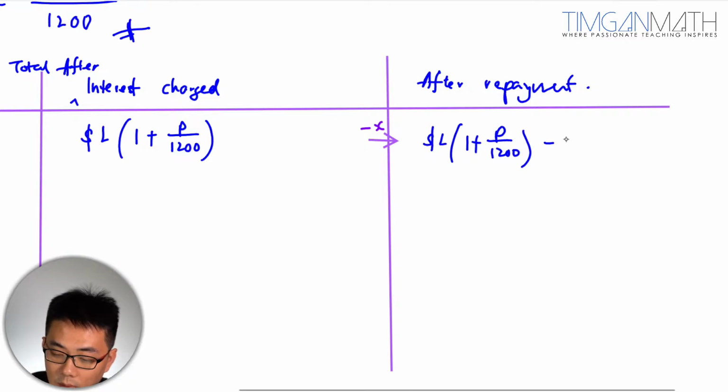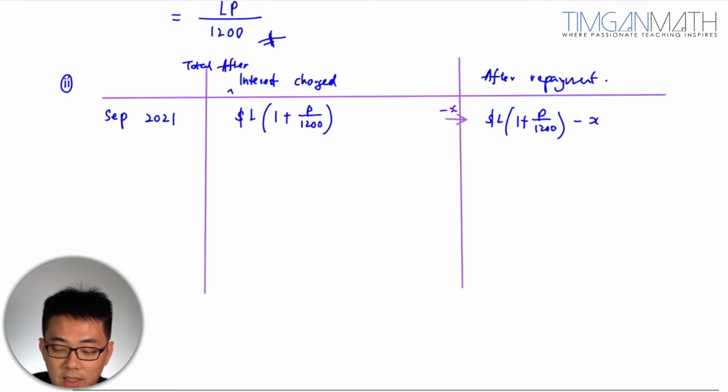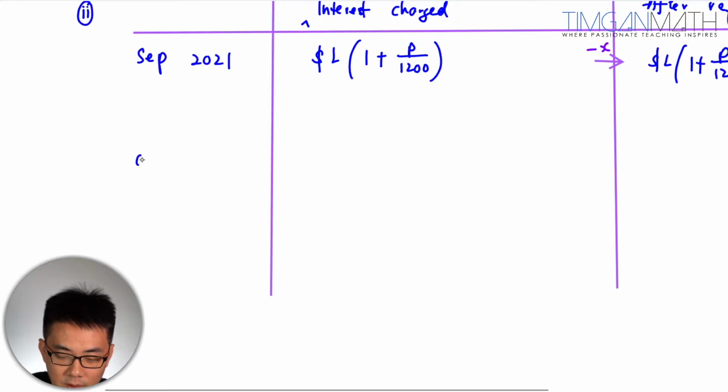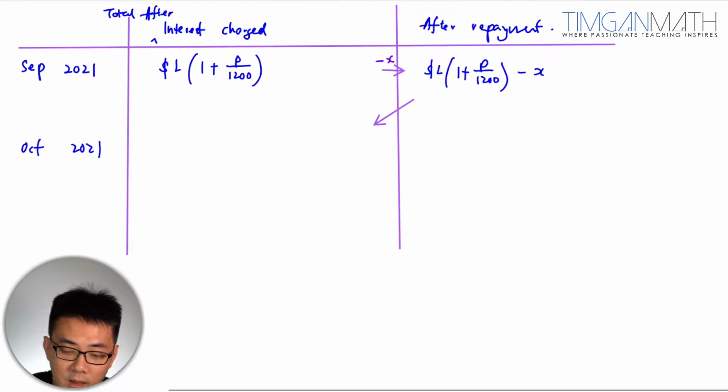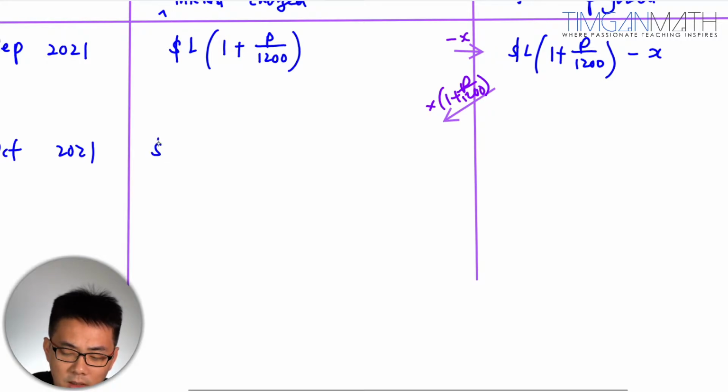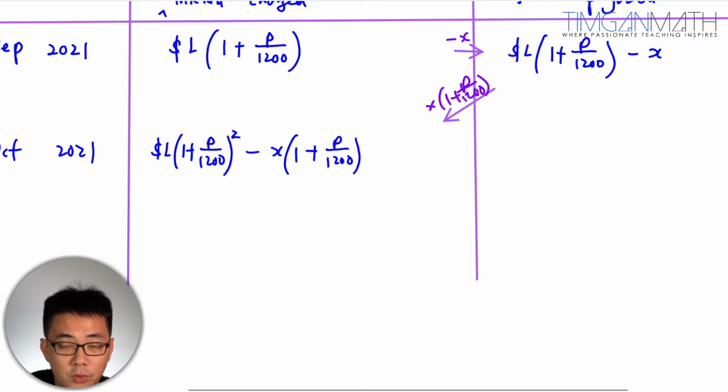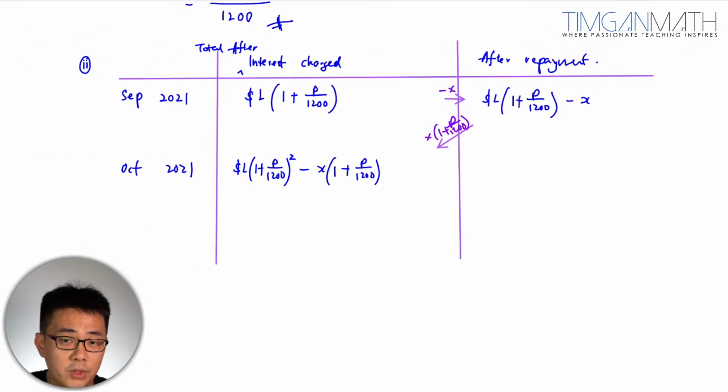Then after which, what we need is to apply another interest. So after September is October 2021. When you go over to this side, you need to charge by 1 plus P over 1200. This is the interest that you need to charge on this. This is a typical question which we've done many times in class. You should be able to use the worksheet that we've gone through for the promo revision set or prelim revision set to do this.